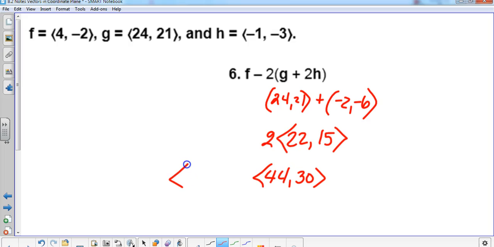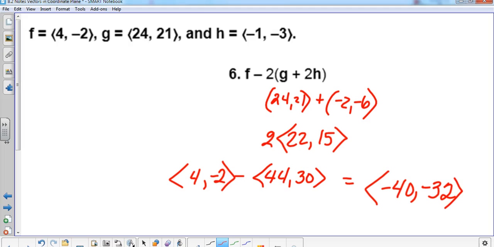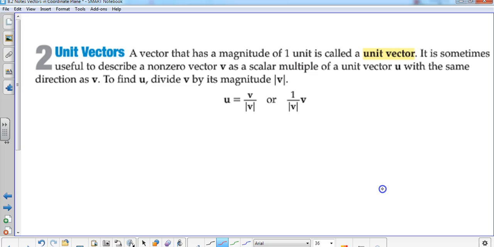And then we're supposed to be subtracting that from F. Anybody come up with anything? Yep, negative 40, negative 32 is what I had as well. We all right? Yep. I mean, I could give you 50 of those, and I'm sure you could do them. It's just tedious. It's not anything very exciting.